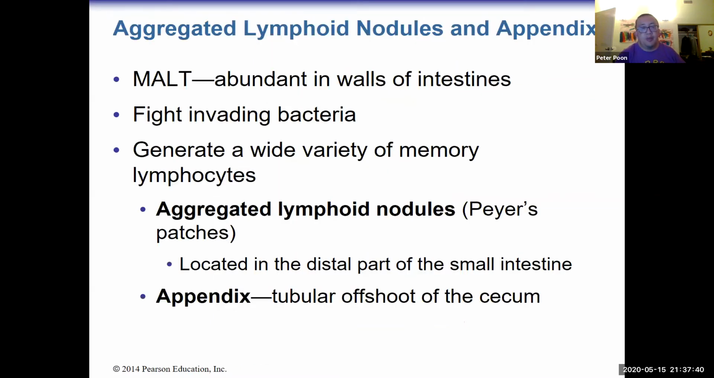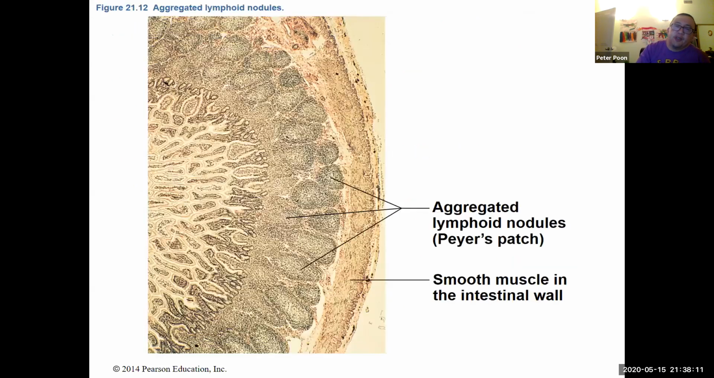That's what that's for. The aggregated lymphoid nodules in the small intestine are called Peyer's patches. They are for fighting bacteria that have made their way into your intestines. Along with the appendix, the same thing. It actually has an immune system function.